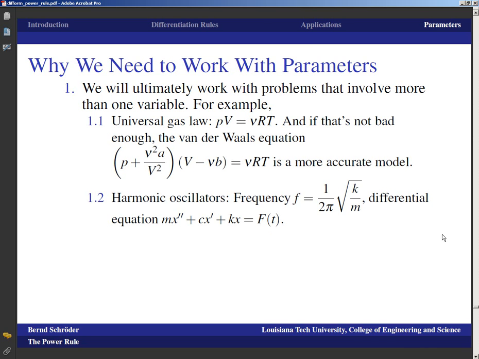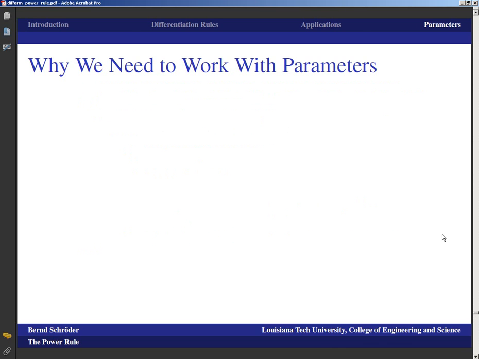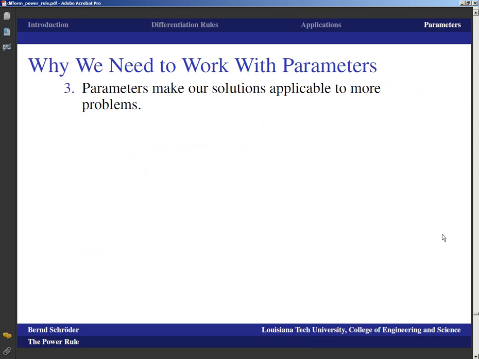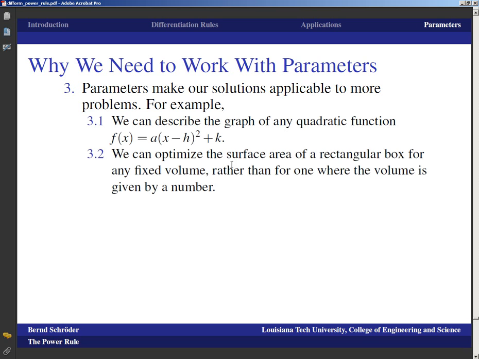So there's a lot of stuff out there that really we need to be prepared for, and that uses more than just y equals f of x. In terms of working with numbers, remember, I'd rather work with pi than with all those digits. And, well, then also in making our solutions applicable to more problems, the graph of any quadratic function is described with this, and our example actually will talk about quadratic functions when this stuff is multiplied out.